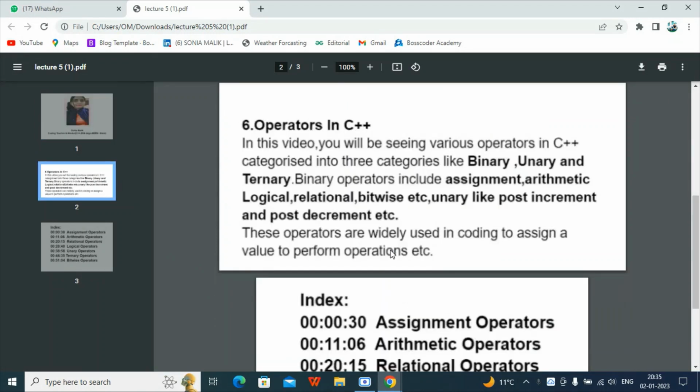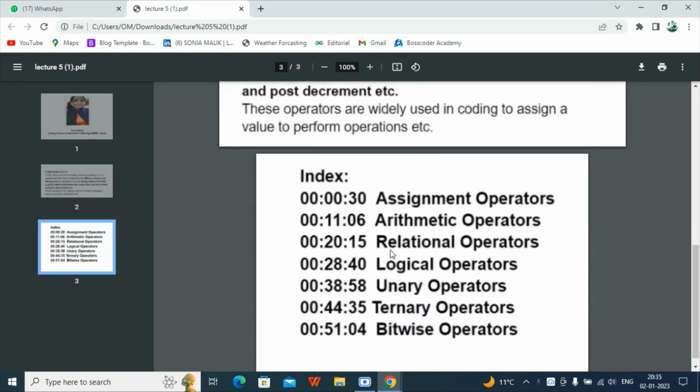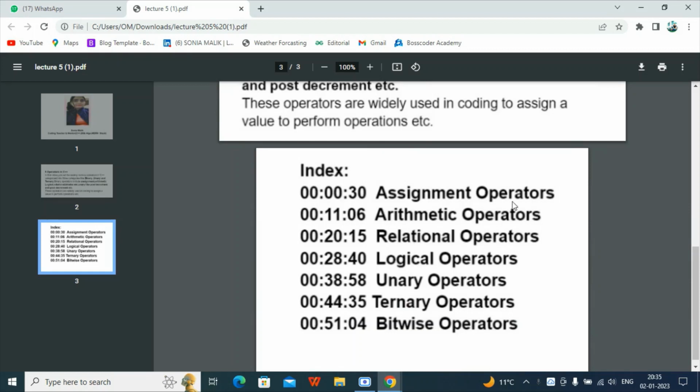So, in this video, you will be seeing various operators in C like binary, unary, ternary, etc. These operators are widely used in coding to assign a value to a variable and perform various operations, right? This is the index. You can follow this and get as much knowledge as you can.